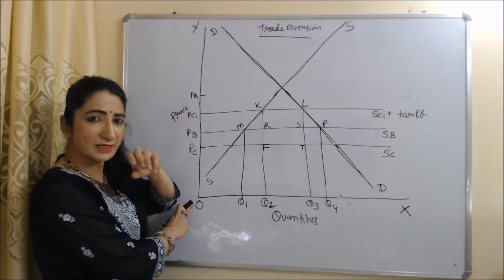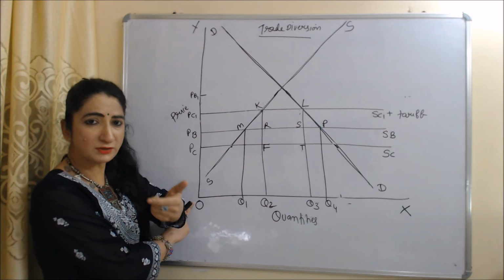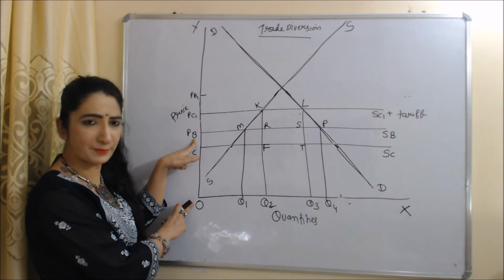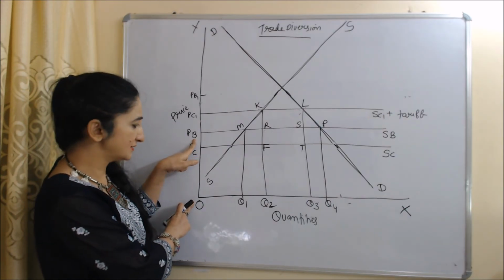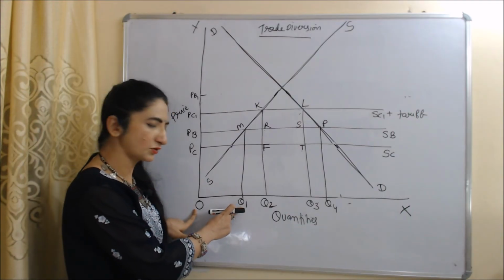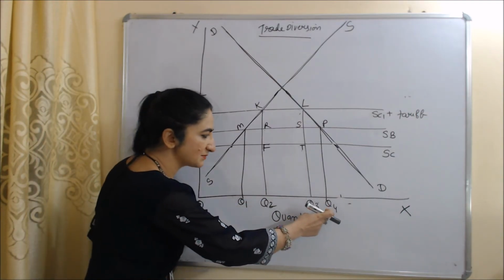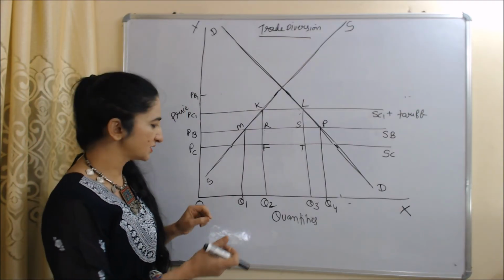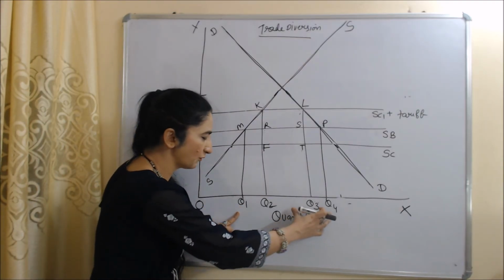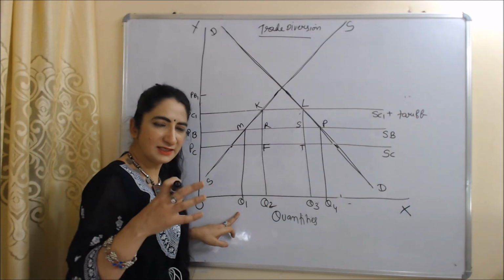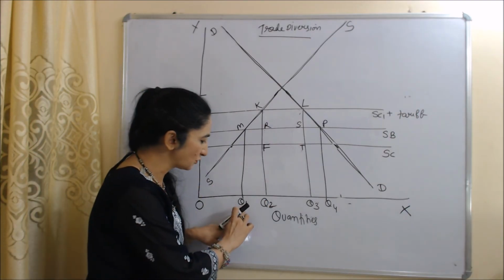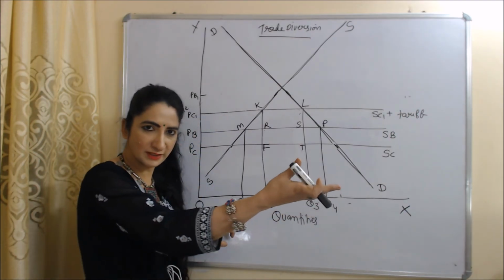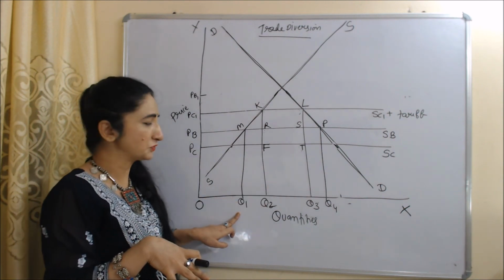So now country A will import from country B at PB price. At PB price, domestic production is equal to OQ1 and domestic consumption is equal to OQ4. The difference between consumption and production is Q1 to Q4. That's why country A will import Q1 to Q4 quantities from country B after formation of the customs union.